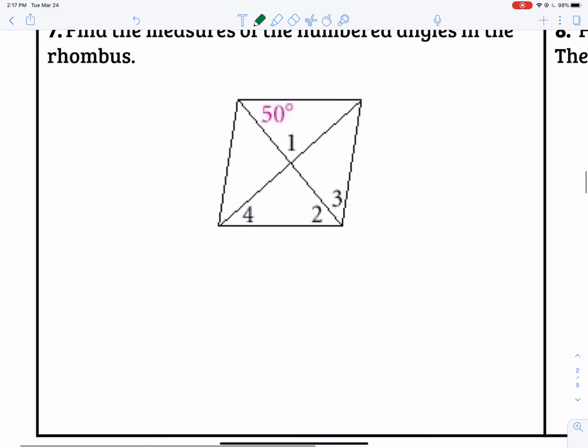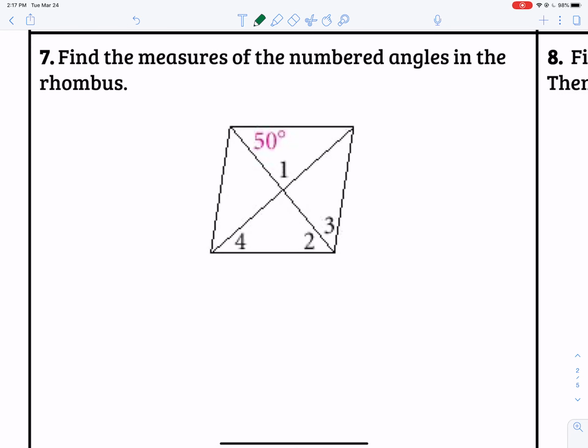Let's see. Number 7 says find the measures of the numbered angles in the rhombus. So let's start with what they gave us. We have a 50-degree angle that goes with this one. So we know the one beside it is 50 degrees and the ones opposite are also 50 degrees. We know based on a rhombus that the diagonals are perpendicular to one another, which makes angle 1 equal to 90 degrees right there in the middle. And if that one is 90, then this one right here is 90 degrees.